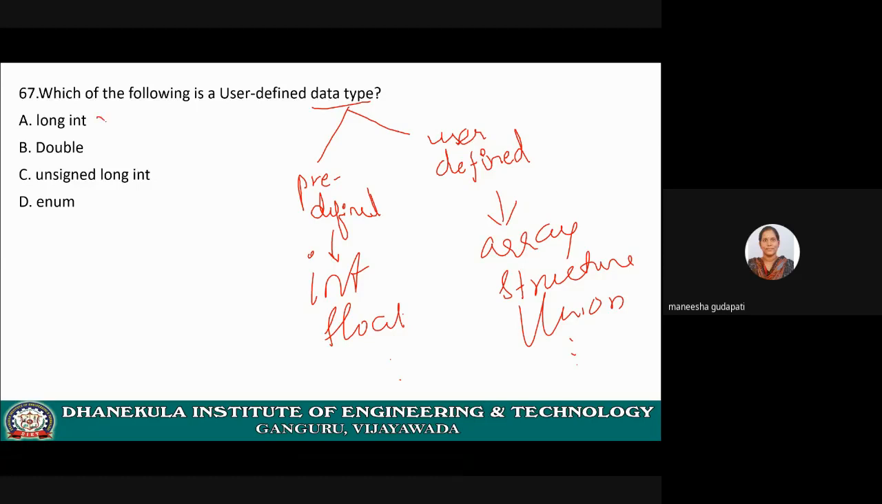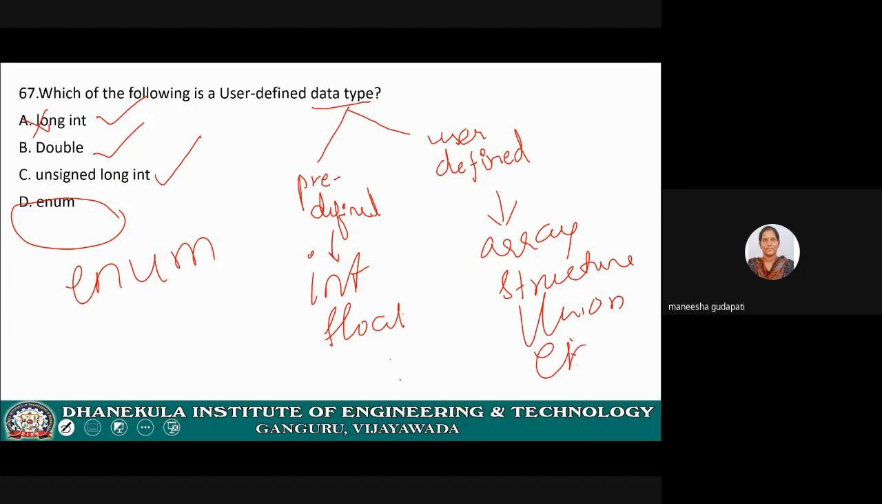If you observe, long int is integer, it is a predefined type, so we can't consider it as user defined. Double is predefined. Unsigned long double is predefined. So the only one left is enum. Enum is user defined. You can define your own data type. In order to define some integral constants, you can define enums. So arrays, structures, unions, enums all come under user defined data types.